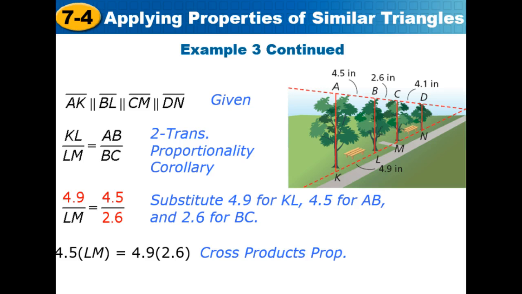Okay, when we cross multiply, we get 4.9 times 2.6 is equal to LM times 4.5. We get LM is equal to approximately 2.8 inches. So we could fill that in as 2.8. Now, if you were to find MN, you would just say X, our unknown, or MN, over 4.1 is equal to 4.9 over 4.5. Lots of different ways to set these up.